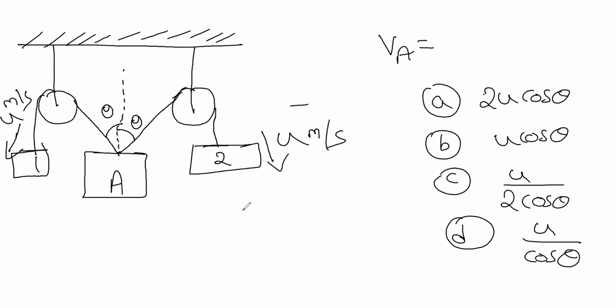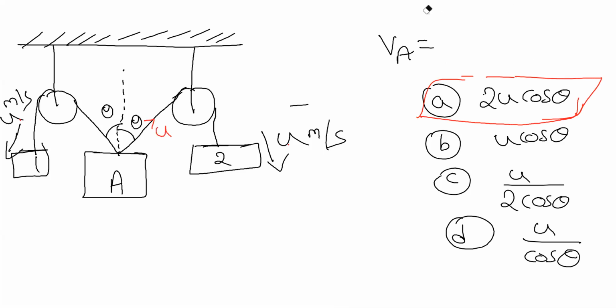How to calculate this? Is it A, 2u cos theta? Okay, let's see whether it is correct or wrong. This is u, so this will also be moving with u, correct? Otherwise, we'll take the tensions, no problem.